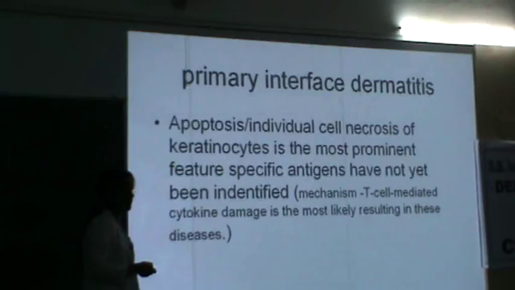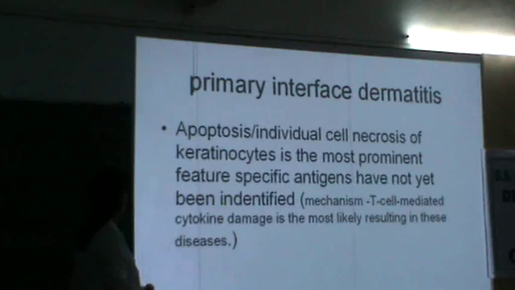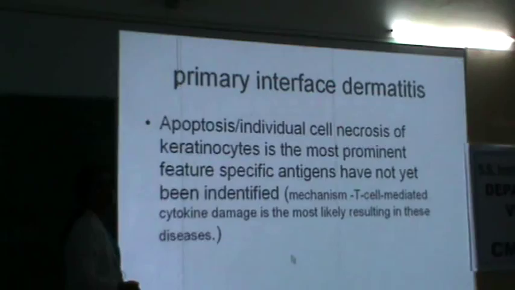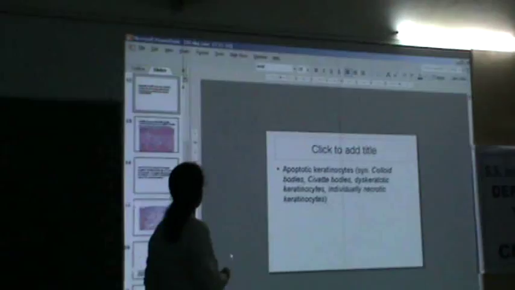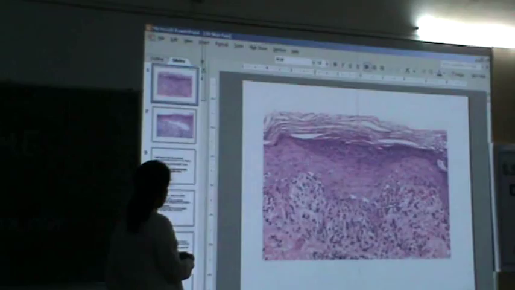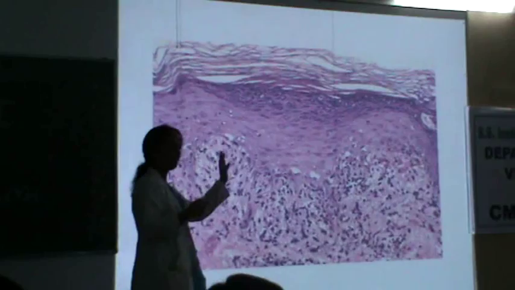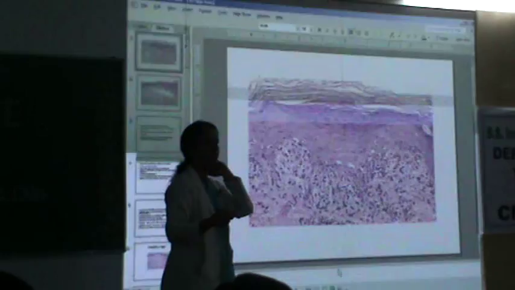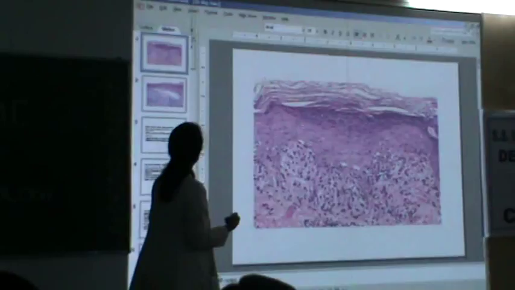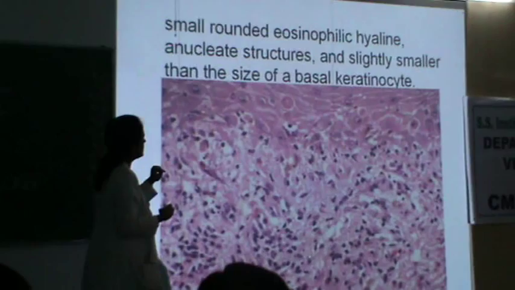Next. Necrotic keratinocytes, apoptosis, colloid bodies, dyskeratotic cells, the previous one. You wanted to go there? I want presentation one, which you were into. Yeah, the next slide. Yes. Can you appreciate the keratinocytes which are necrotic, the colloid bodies, the civatte bodies?